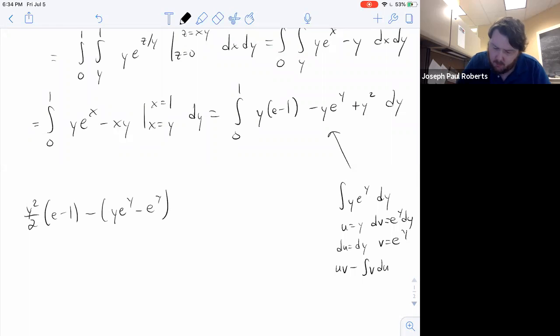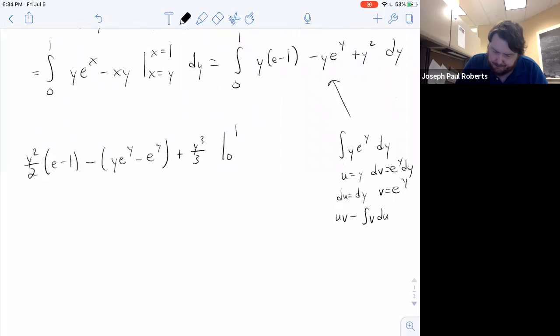And then the antiderivative of y squared, of course, is plus y cubed over 3 between 0 and 1. And so I plug in at this stage. It's nothing too exciting. This is e minus 1 all over 2 minus, well, when y is 1, we're going to get e minus e, and then plus a third.